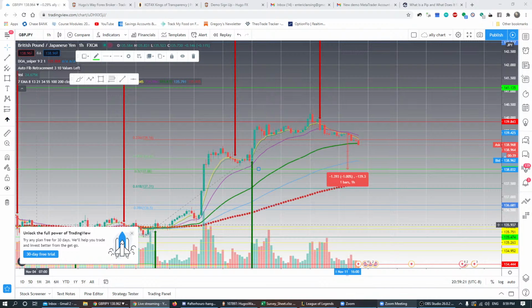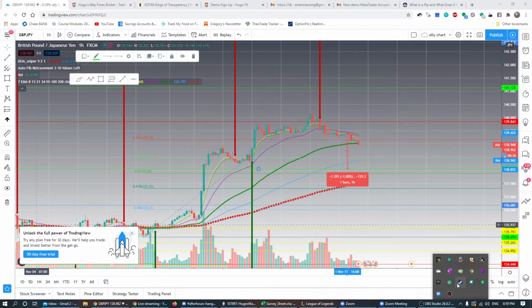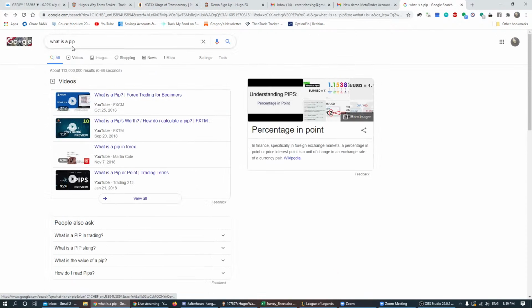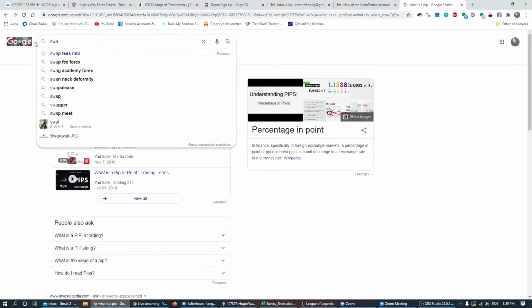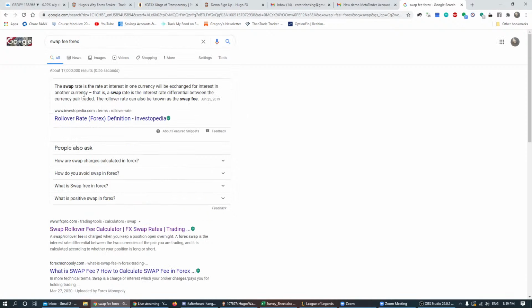Rollover rate? Okay, rollover is called swap fees. I'm paying swap fees right now, but that is part of commission. Swap fees are for keeping a position overnight, into the next trading day. Swap fees are interest rates of one currency exchanged for interest in another. A swap rate is the differential value in the currency pair traded. So the rollover fee is also the swap fee.